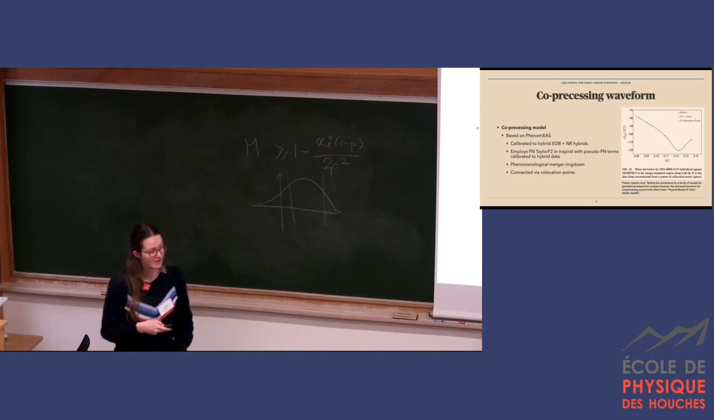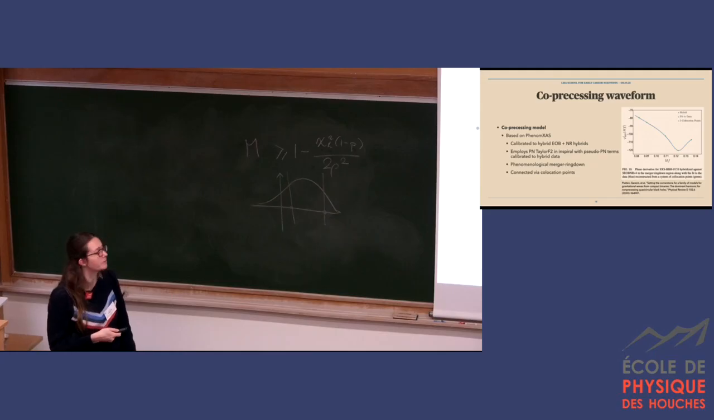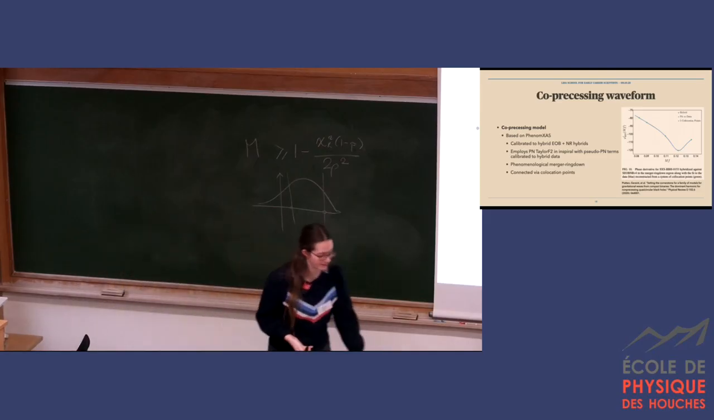then when you make your waveform, you have post-Newtonian, and you do add, as with the effective one-body models, these pseudo-PN terms that also get calibrated to the data to improve that late inspiral section. Then we add on a phenomenological merger ring-down and connect the two together.